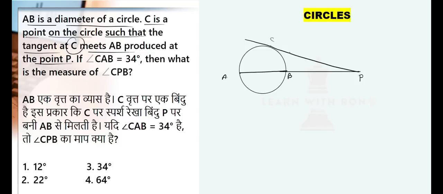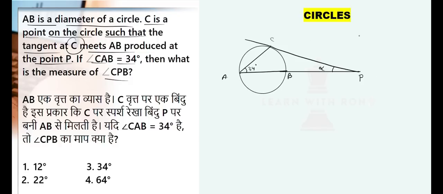So if CP is a tangent, they said CAB is 34 degrees, means if I connect CA here, they have given the CAB angle as 34 degrees. They asked us to find CPB. CPB means they asked us to find this angle, let it be some alpha. So they have given this angle, they asked us to find alpha.